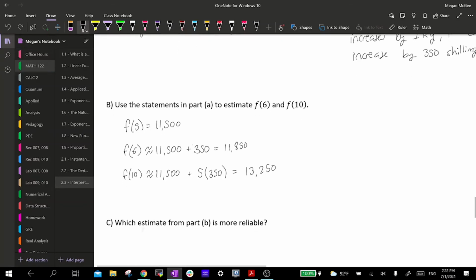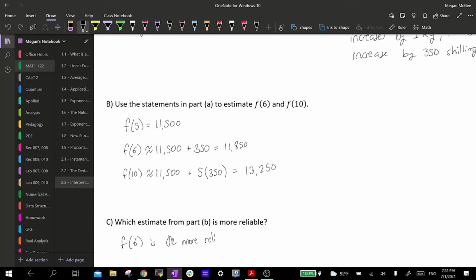Part C asks, which estimate above is more reliable? Well, we learned earlier that the closer we are to the original value, the better the estimate is. We estimated f of 6, and then we estimated f of 10, where our original value was f of 5. So f of 6 is the more reliable estimation.